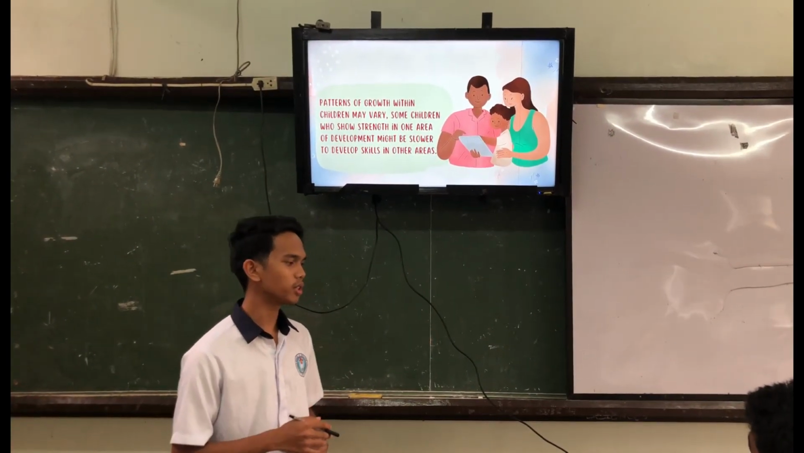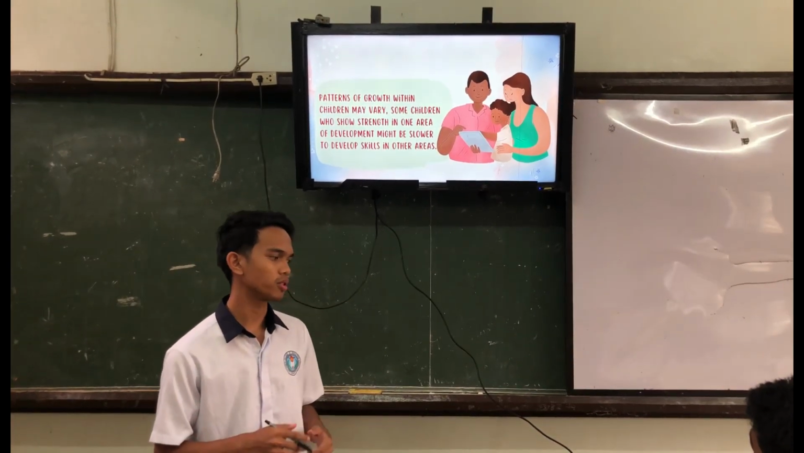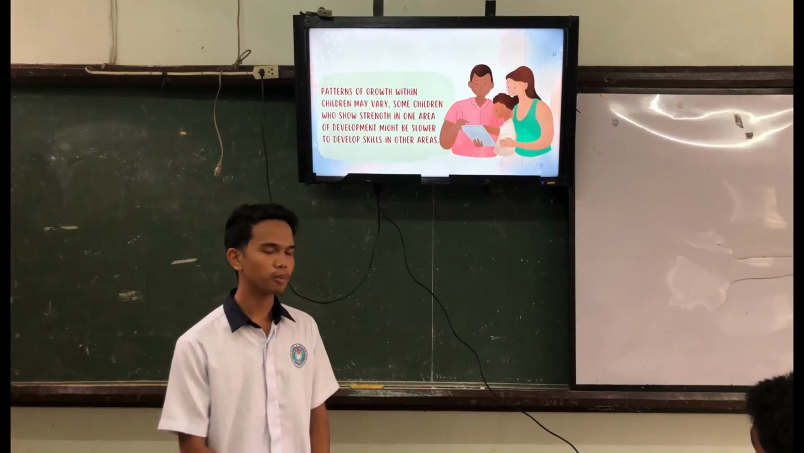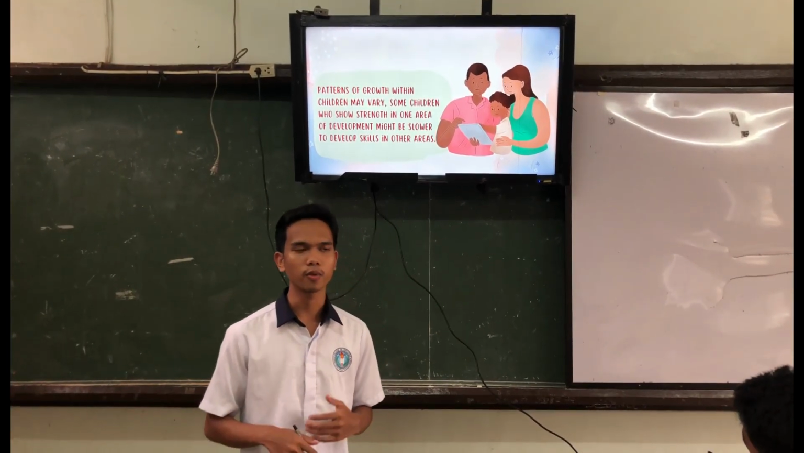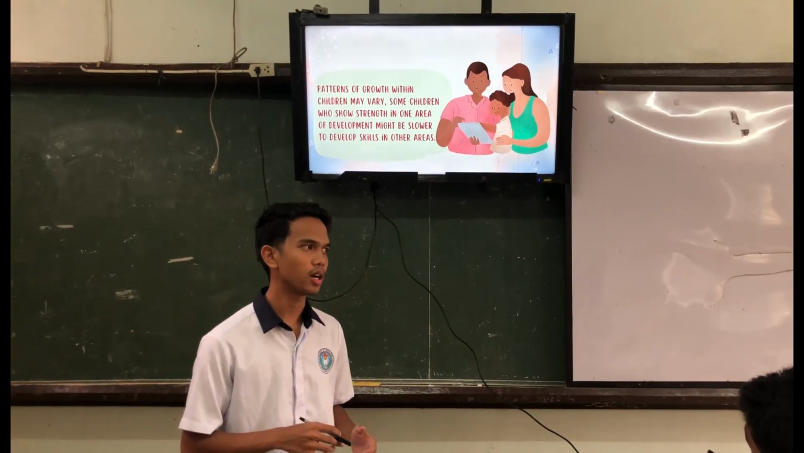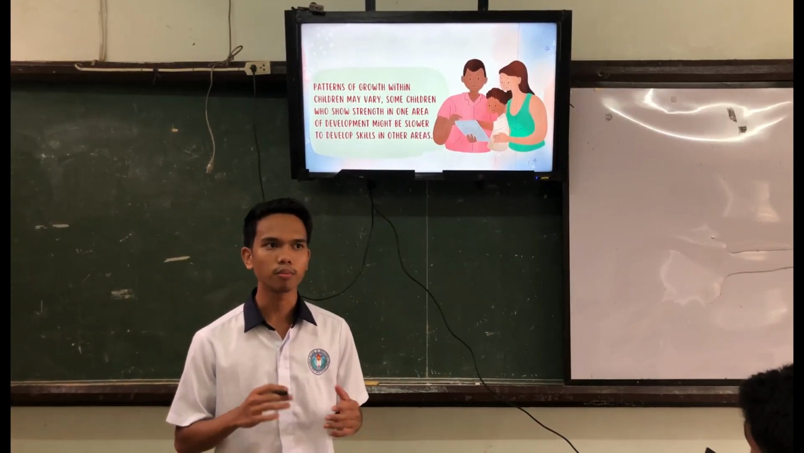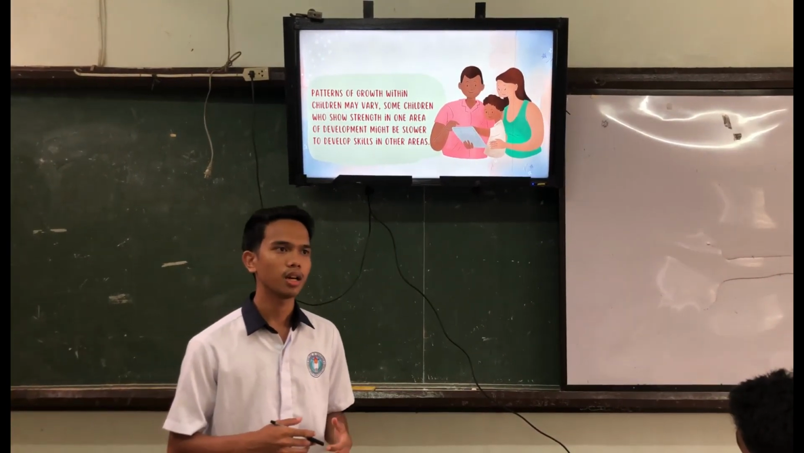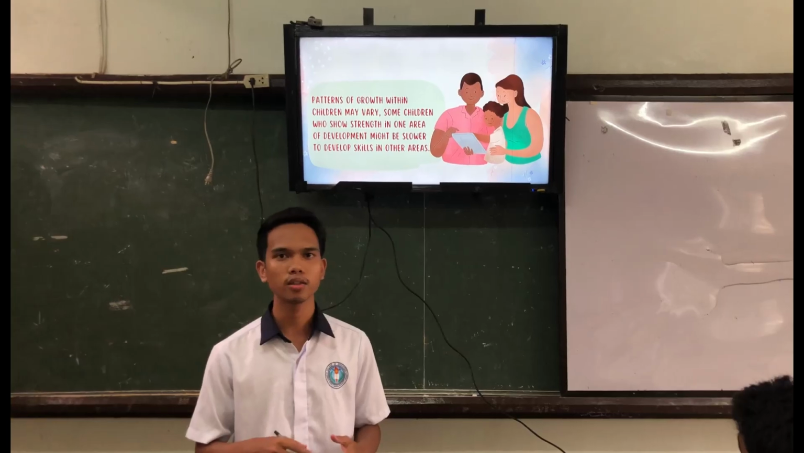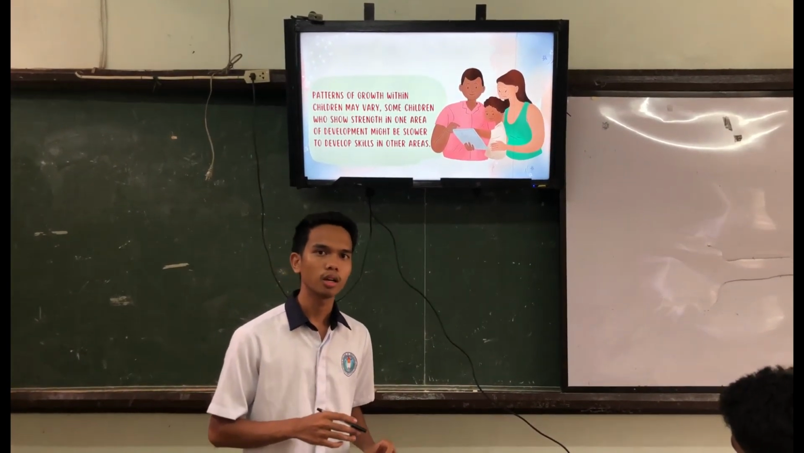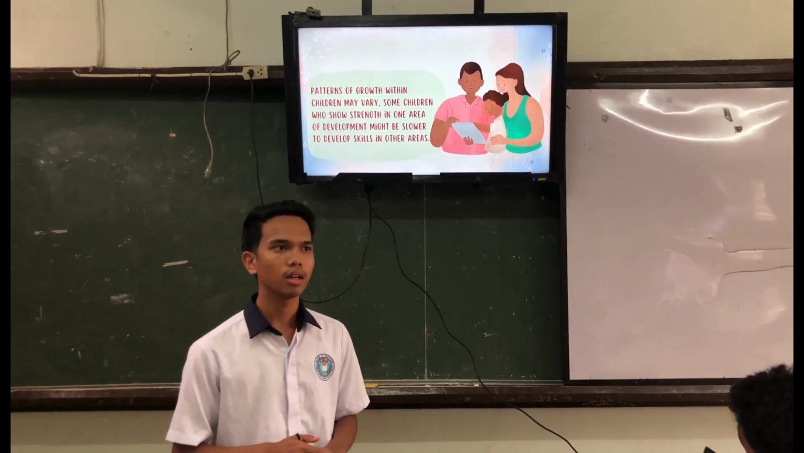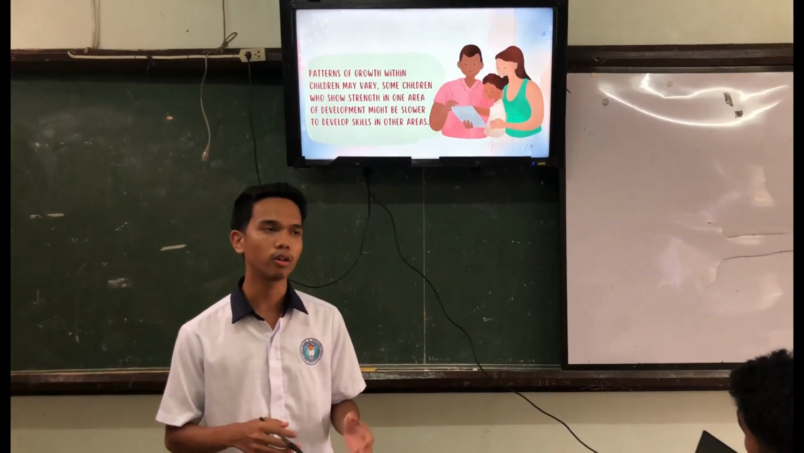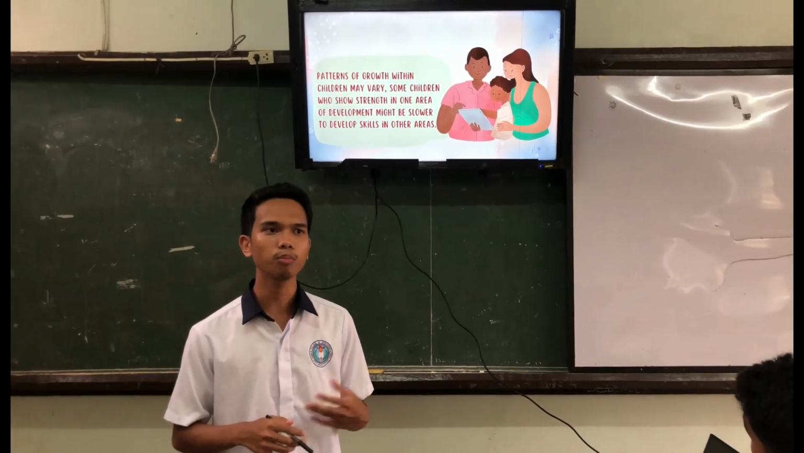Patterns of growth within children may vary. Some children who show strength in one area of development might be slower to develop skills in other areas. For example, other children are really good at math, but they are slow in English. In some cases, the patterns of growth vary, especially because of their culture or their environment. But it doesn't mean that a child is atypical if their culture and their environment impact how they develop.